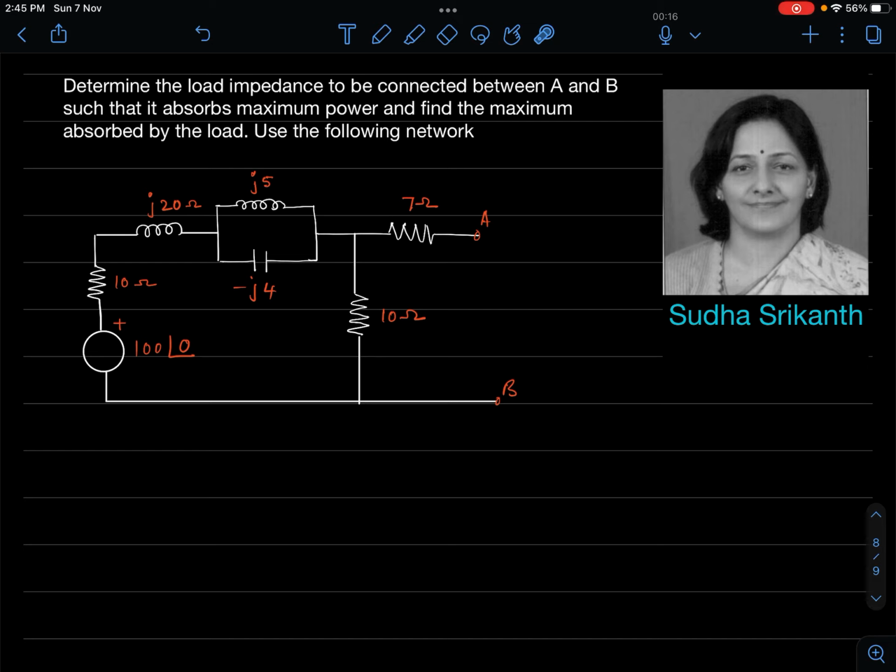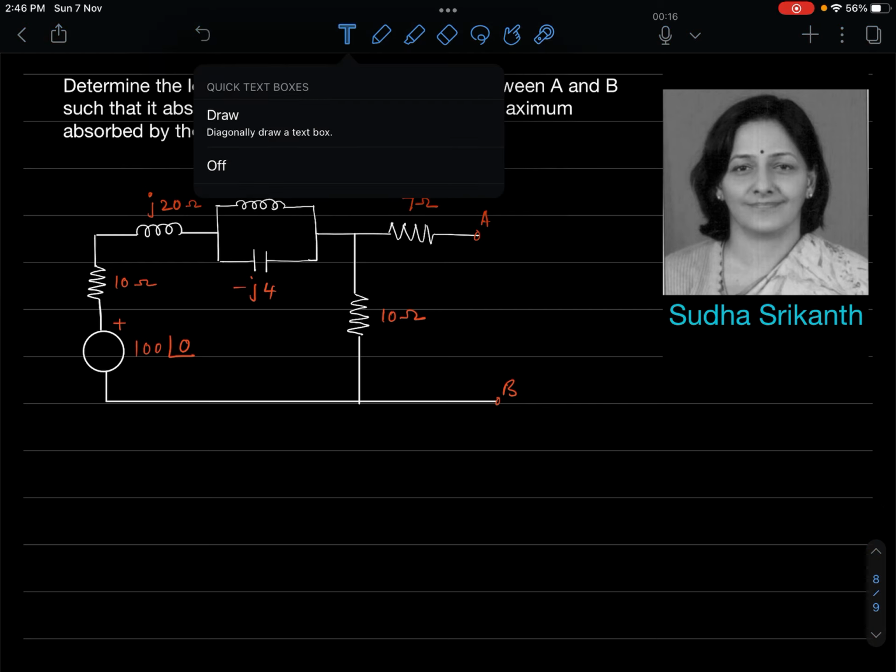Then we can contemplate what is the load impedance which will give us maximum power. From the theorem, it has to be the complex conjugate. So the first objective is to convert this network into a Thevenin's network. It is essential for us to convert the given network between A and B into a Thevenin's equivalent. That is why Thevenin's network is so very important. So what's our first step?